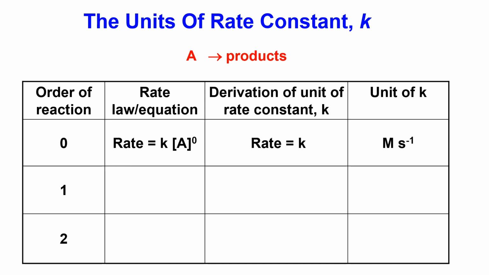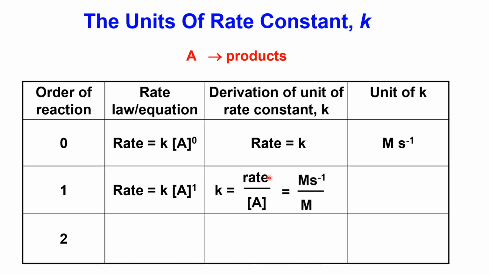If the order of reaction is 1, so the rate law or the rate equation is rate equal to K times concentration of A to the power of 1. To derive the unit of rate constant, we must rearrange the rate law or the rate equation. So it will become K equal to rate over concentration of A. Unit of rate is molar per second and unit of concentration is molar. So we can cancel out molar and molar. So unit of K is per second.